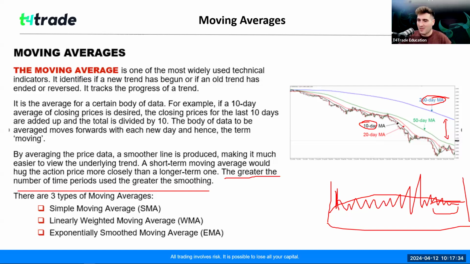Okay, so there are three types of moving averages. Most people use a simple moving average, even though the exponential is day after day, or month after month, or year after year, becoming much more popular. Yeah, they have their perks as well.